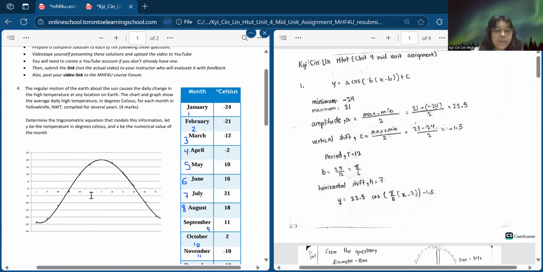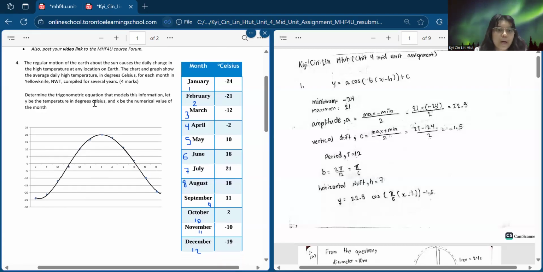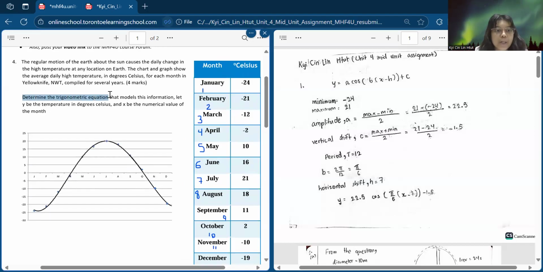In the first question, we were given the average temperature. So here we have this graph, or here we have this chart. What I first do is that I turn these months into numerical numbers, which is 1, 2, 3, 4, 5, up to 12. It wants us to determine the trigonometric equation that models this information given above.